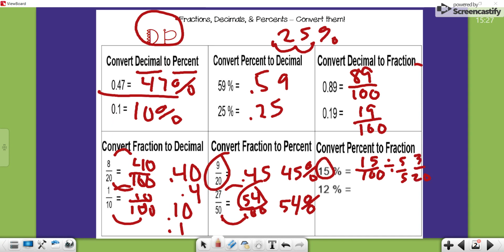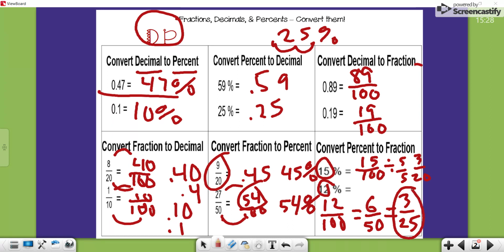Okay, I'm going to do the same thing with the next one. 12% is 12 over 100, because any number with a percent sign on it is that number over 100. I know that they are both divisible by 2, so I'm going to start there. 12 divided by 2 is 6. 100 divided by 2 is 50. I notice that they are both even, so that means they can be divided one more time. 6 divided by 2 is 3. 50 divided by 2 is 25. 3/25 is as low as that fraction will go, so it's in simplest form, 3 over 25.